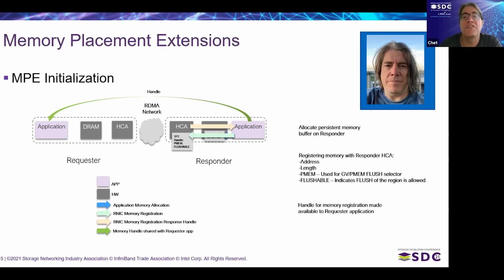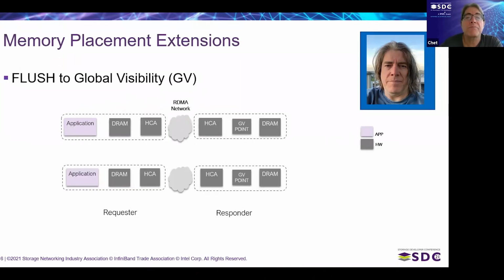So now we've set up the region and we shared the handle with the requester. All right, so now I wish to flush the global visibility. In this case, I have a global visibility point. Again, this depends on your platform as to exactly where in the hardware pipeline this point is. I think typically it's when data gets pushed into LLC, the lowest level cache. Once the data is visible by software, that's basically considered the global visibility point.